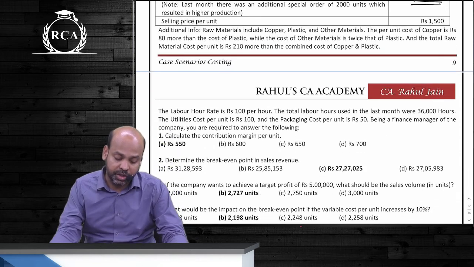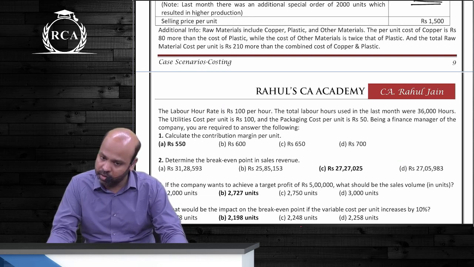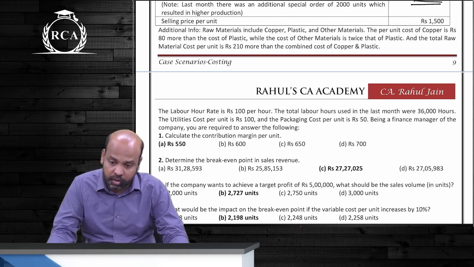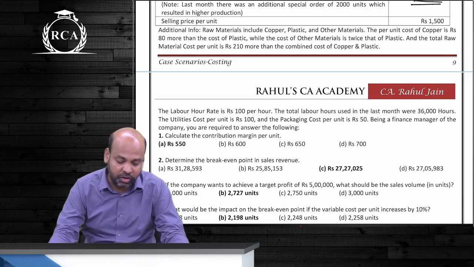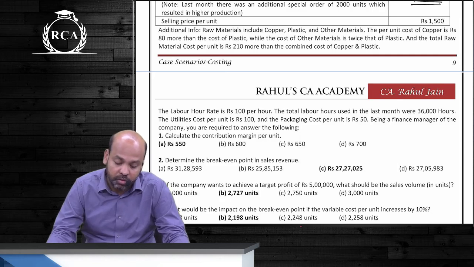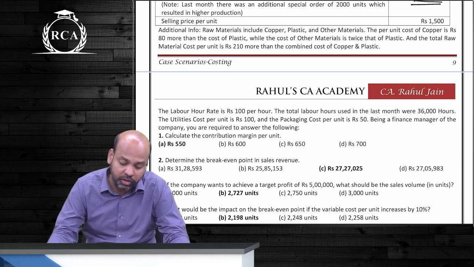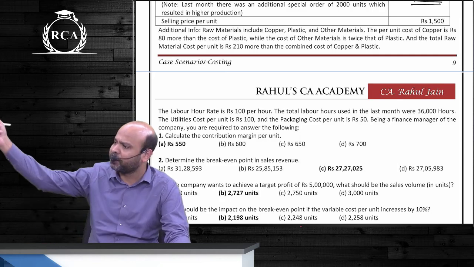Additional information. Raw materials include copper, plastic and other materials. In appliances, beta, electrical, copper will be needed, right, beta. The per unit cost of copper is 80 rupees more than that of plastic, while the cost of other materials is twice that of plastic. And total raw material cost is 210 more than the combined cost of copper and plastic. Full stop. No need to read further.